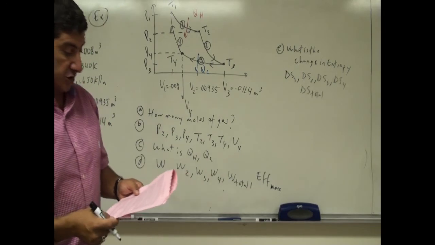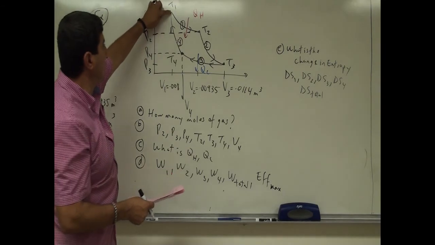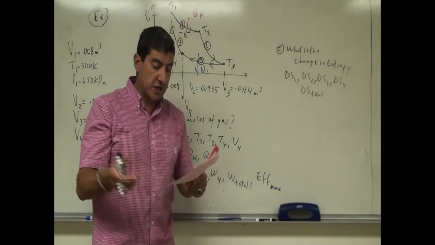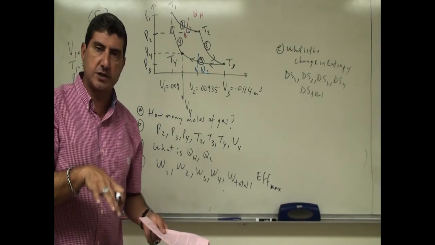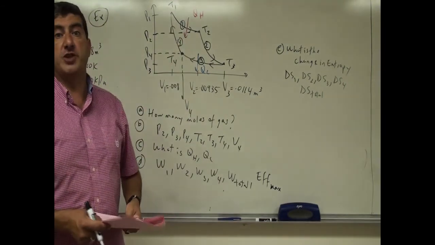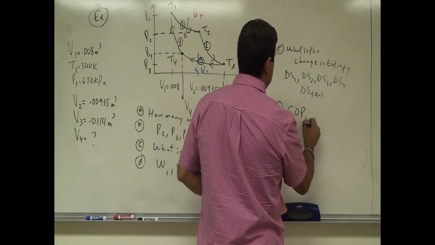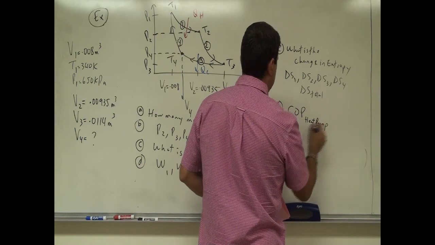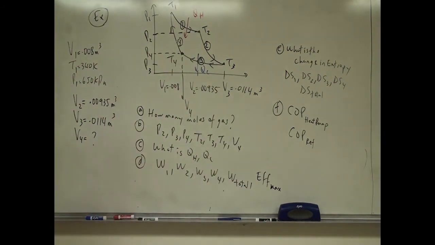Okay? And then question F says, if this process is run backwards, so now if we go this way, this way, this way, this way, what would be the coefficient of performance in the cooling mode and the heating mode? So if we operated this as a refrigerator or as a heat pump, and then we ran it backwards, what would be the coefficient of performance? A, B, C, D, E, F. So the COP of the heating mode of a heat pump, and what would be the coefficient of performance if it functioned as a refrigerator? Okay, so a lot of good questions.